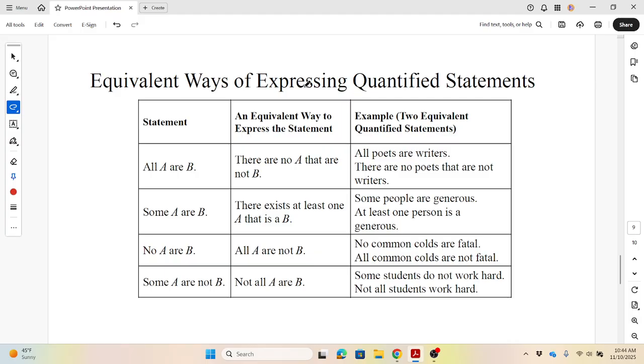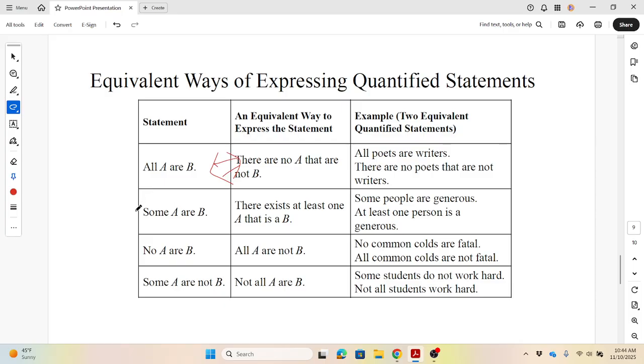Equivalent ways of expressing quantified statements. For example, you can say all A are B, or you can say there are no A that are not B. They are equivalent. And there is an example: all poets are writers. There are no poets that are not writers.